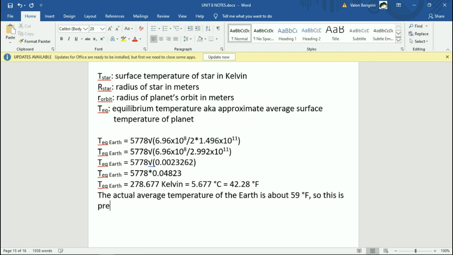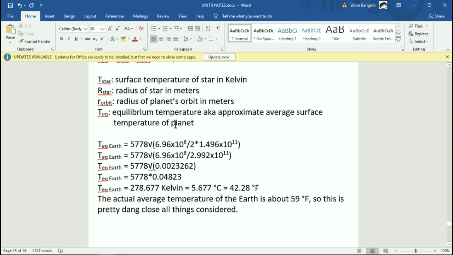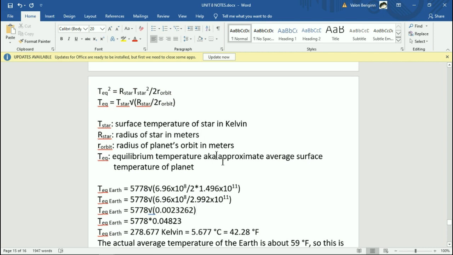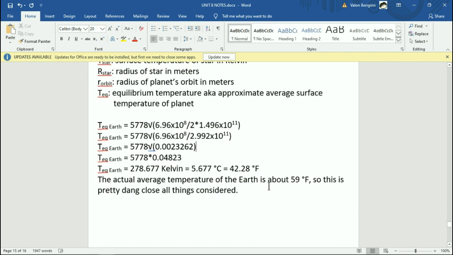So this is pretty dang close, all things considered. Considering what honestly are fairly simple numbers we're working with, which is just the temperature of the sun, the radius of the sun, and the average orbital radius. Again, this number does vary a bit as the Earth goes around the sun, and this is averaging all seasons, all climates, all day and night. This is pretty good, right, considering how simple this formula is. It's a pretty simple algebra formula, so we can get a temperature here that actually makes sense.